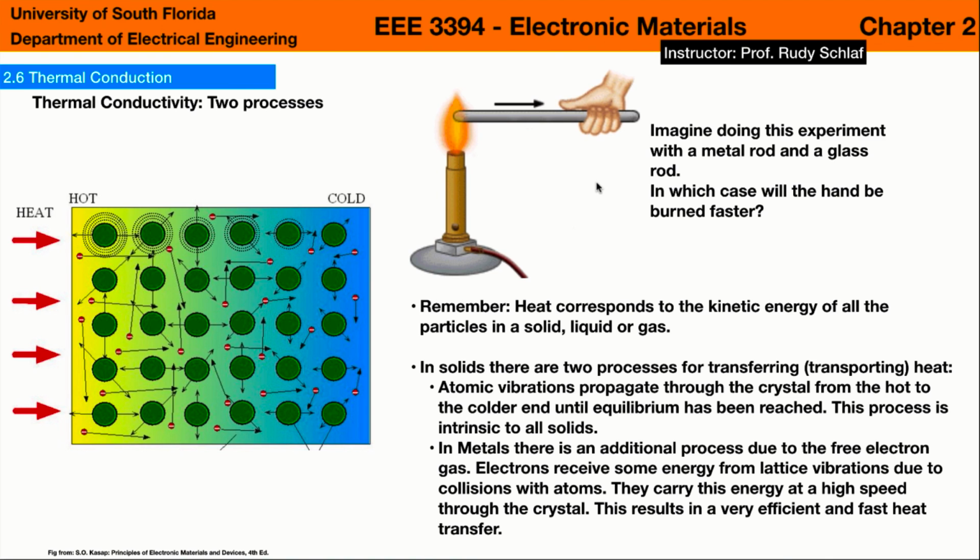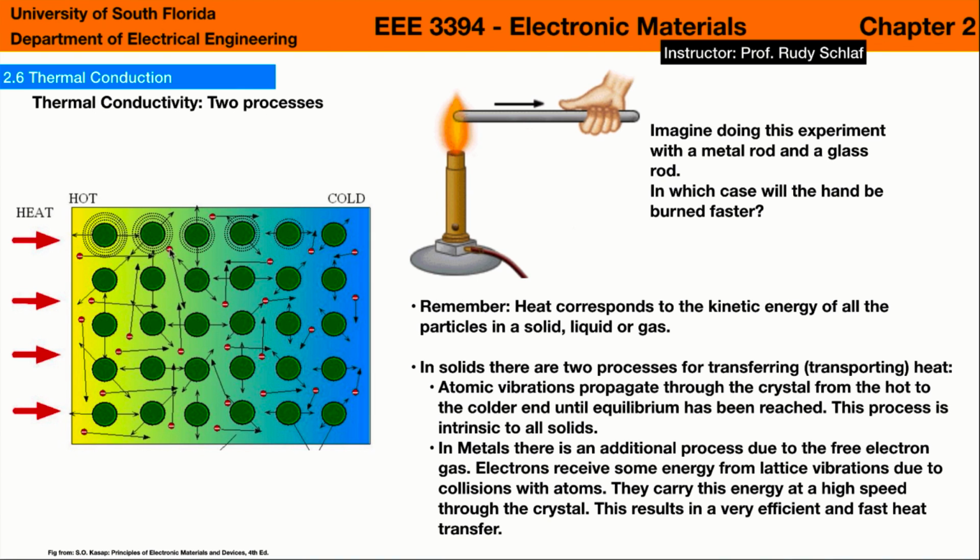So the two processes that we have to transfer heat are, one, that the atoms by themselves, because they are coupled to each other through chemical bonds, transfer their thermal vibrations from one atom to the other, from the hot to the cold end. But this is a slow process because they have to work their way through all the atoms from one end to the other.